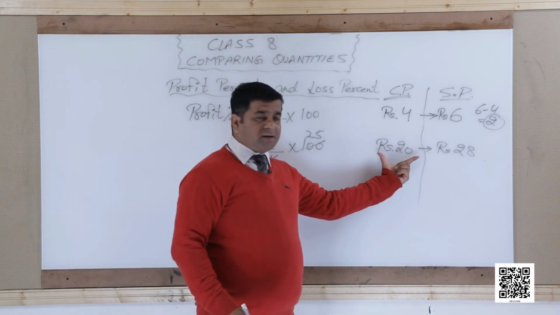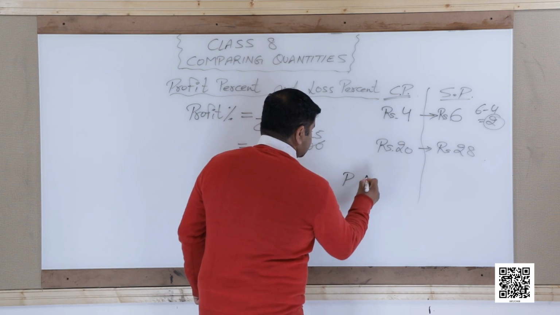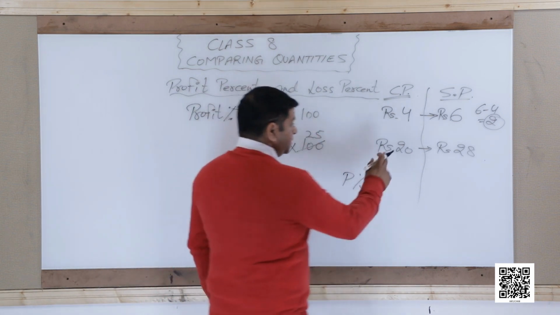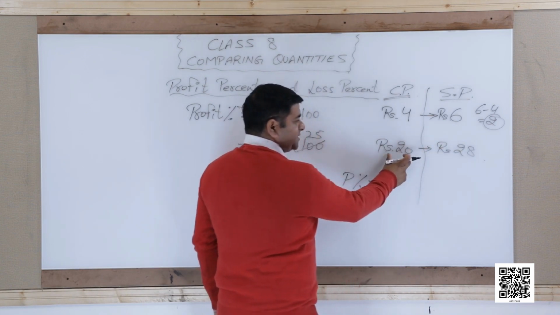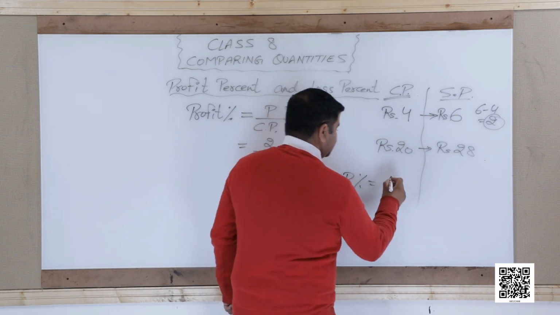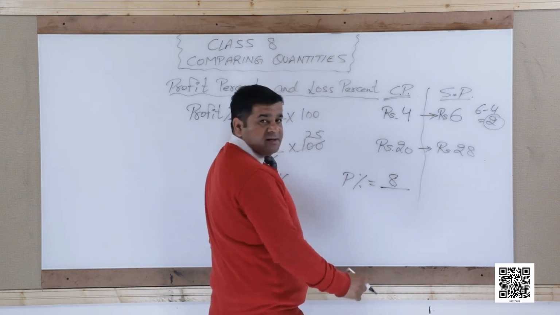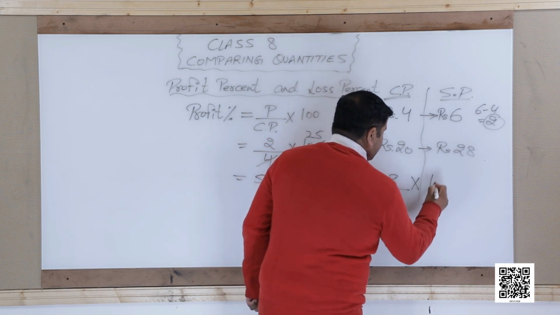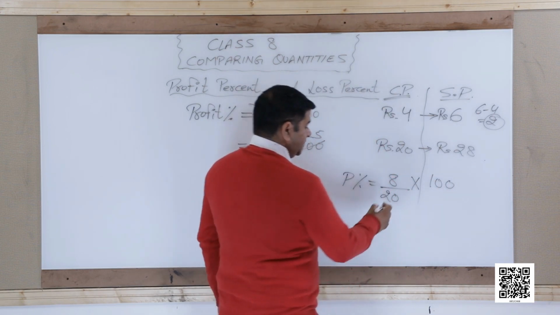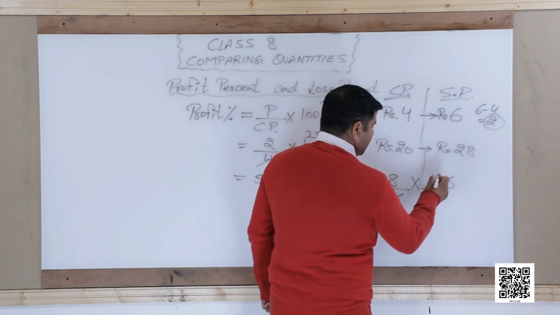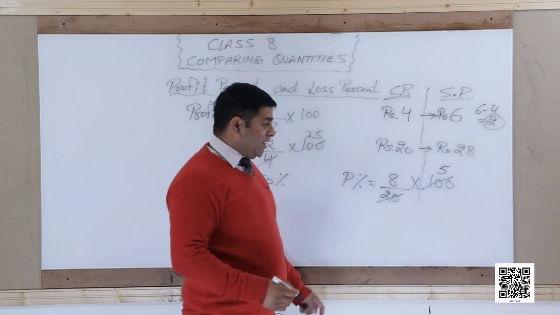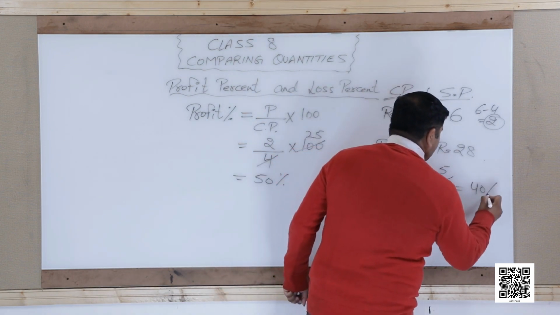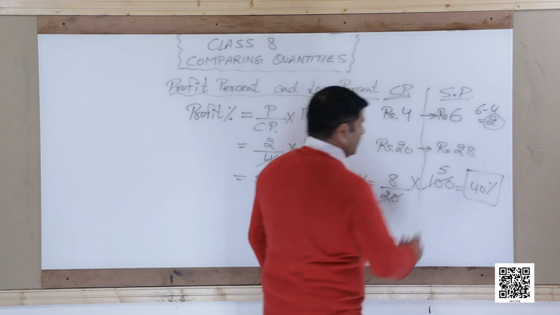Similarly, if we see here, profit percent is profit upon CP multiplied by 100. Now profit is selling price minus cost price, that is 28 minus 20, that is 8, divided by cost price. Cost price is 20, multiplied by 100. As you see, 20 times 5 is 100 and 8 times 5 is 40. So our profit percent is 40%.